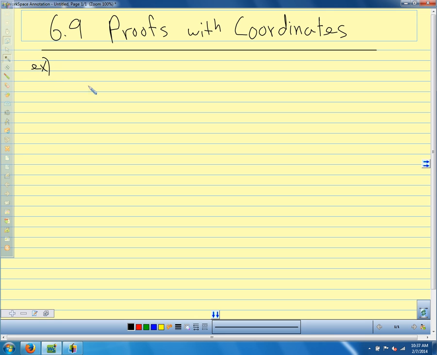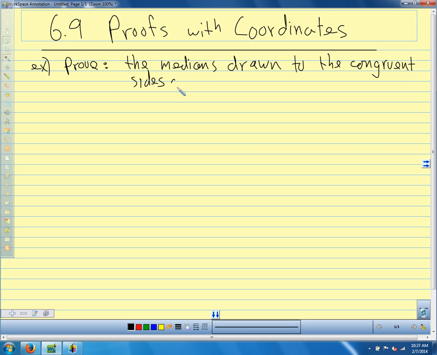So we want to prove that the medians drawn to the congruent sides of an isosceles triangle are congruent.